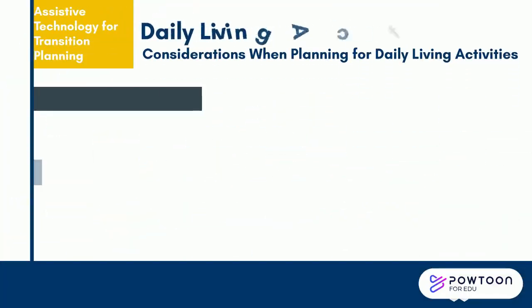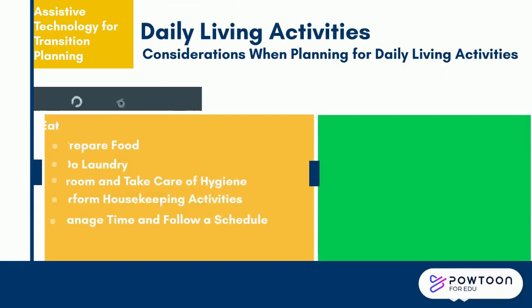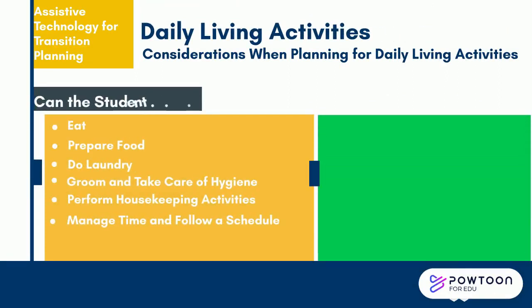Assistive technology for transition planning. Considerations when planning for daily living activities. Can the student eat? Can the student prepare food? Can the student do laundry? Can the student groom and take care of hygiene? Can the student perform housekeeping activities? Can the student manage time and follow a schedule?